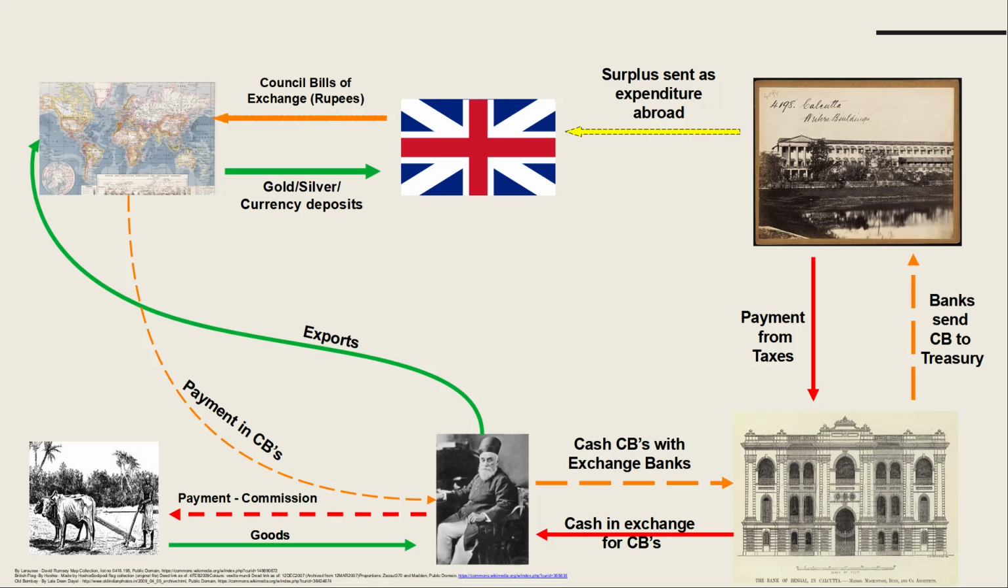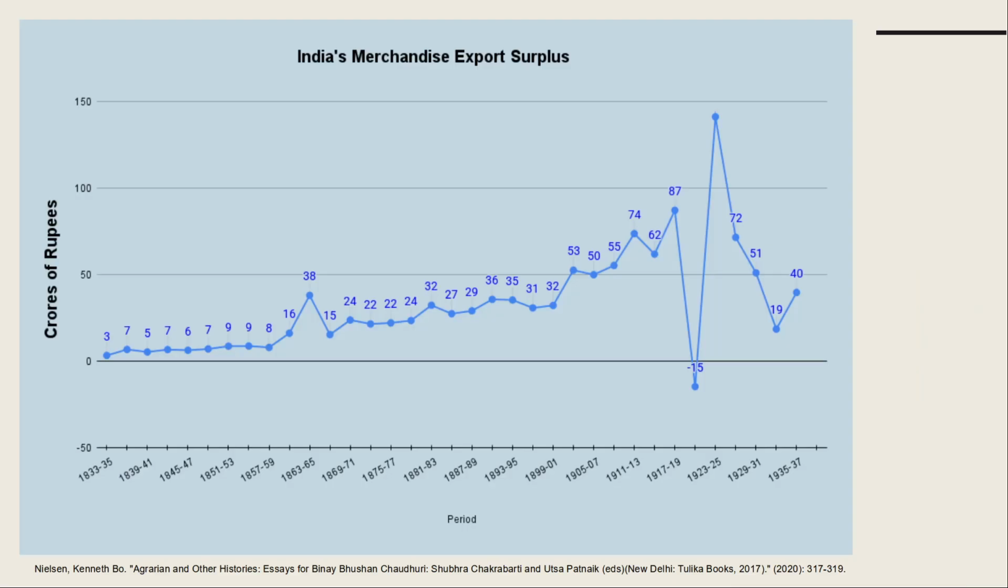and I'll show you the graphs in the next couple of slides, to always make sure that India's export surplus was either equalized by expenditure abroad, or the expenditure abroad always stayed a little more than India's export surplus. So basically we ran a deficit, and deficit means we were in debt to the UK, while the situation was exactly the reverse. Okay, so let's go on to the next slide.